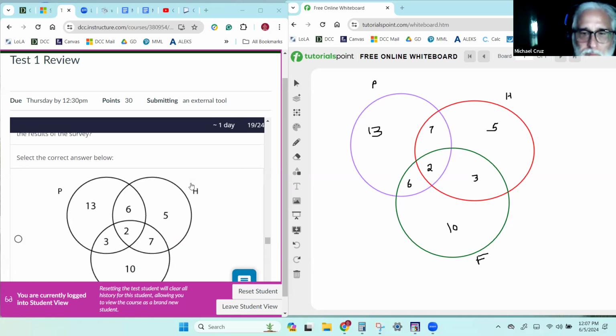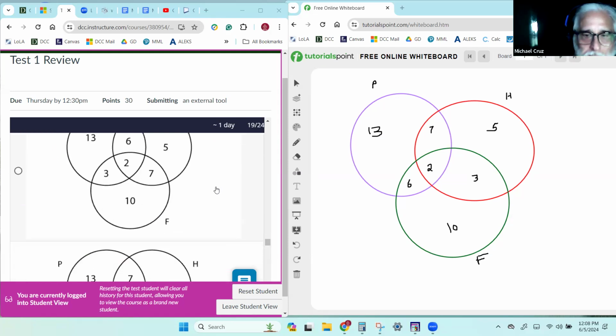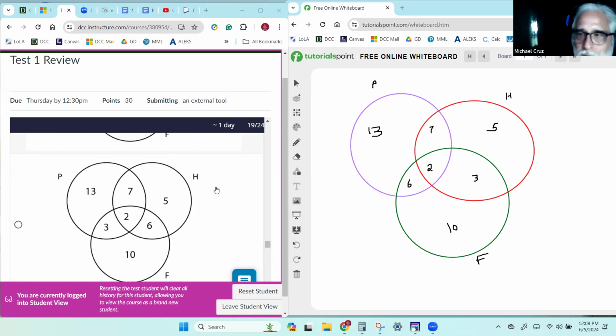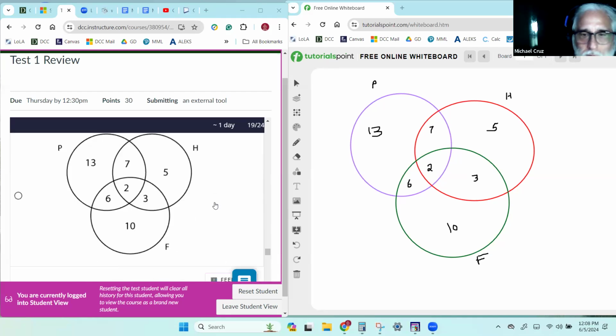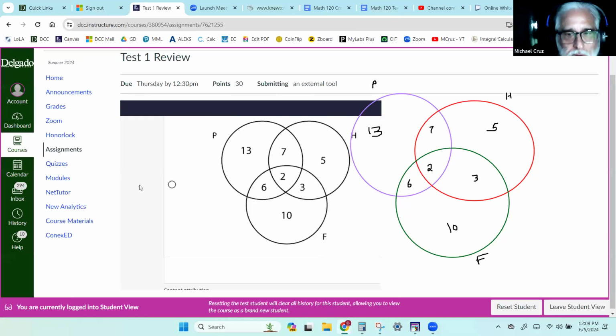Let's just look for it. I got it in the same order, so not that one, because the 6 and the 7 and the 3 are mixed up. The 3 and the 6 are swapped. So this is it here: 13, 7, 5, 6, 2, 3, and 10. That's the best way to handle these, is just to create one and then find the one that matches.